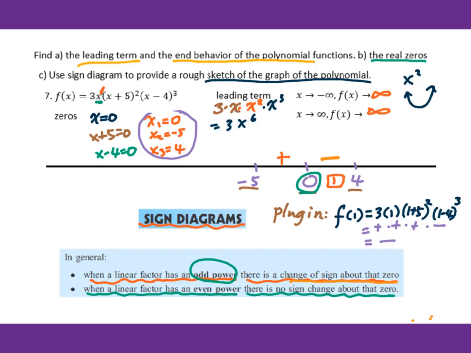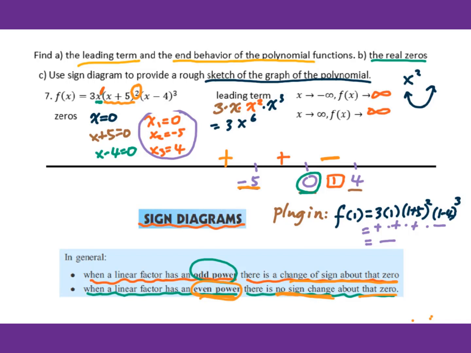Now let's go to this -5. For -5, we use this factor. This factor has even power. Look at this, even power. Even power, there's no sign change above this 0. That means we already know for -5, the right interval is positive. Then this must be positive because no sign change for even power.